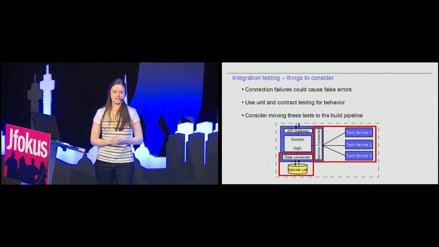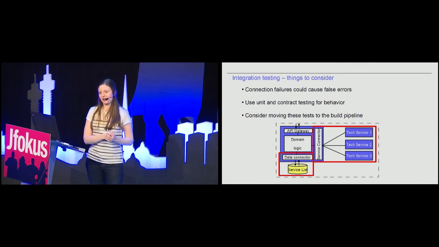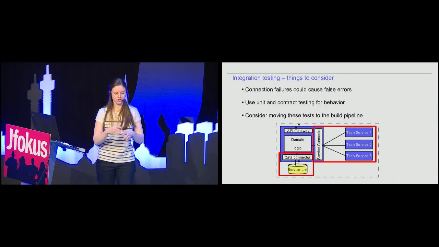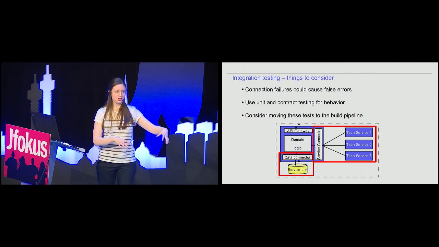But there are some things to consider when putting in these integration tests, beyond the things you might have had to consider for monolithic applications. Because they're calling across the wire, you can have connection failures that could cause false errors and could cause your tests to be very unstable. Because we've already had the contract tests where we're testing for the right attributes and we've got our component tests that check for the behavior, in some ways you need the integration tests, but perhaps you don't need them as close to the developer as you had previously, and you could consider moving these tests to the build pipeline.